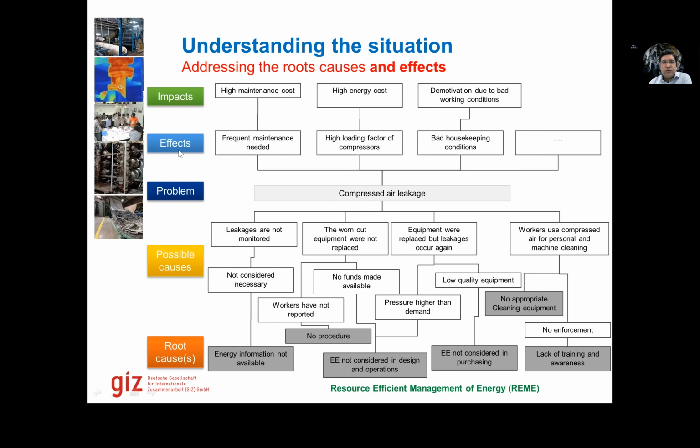And what are the actual long-term impacts of that? The impact of frequent maintenance is high maintenance cost. The impact of the high loading factor of the compressor is high energy cost, and bad housekeeping conditions lead to demotivation of workers due to bad working conditions. So these compressed air leakages are not only causing financial losses, but along with that they're disrupting our maintenance department, as well as causing demotivation in the workers.